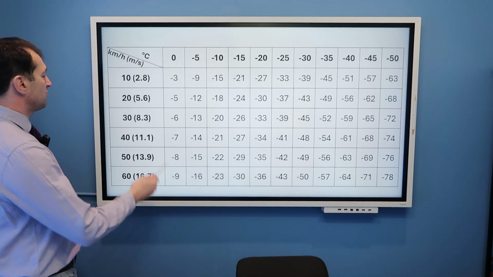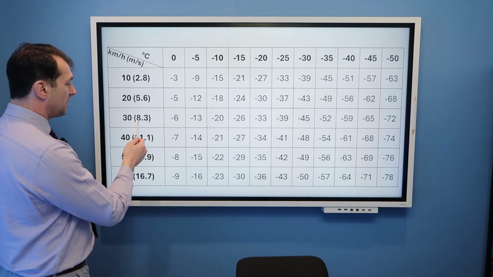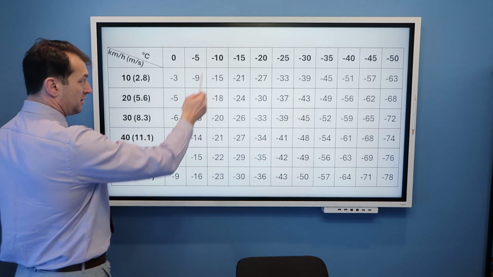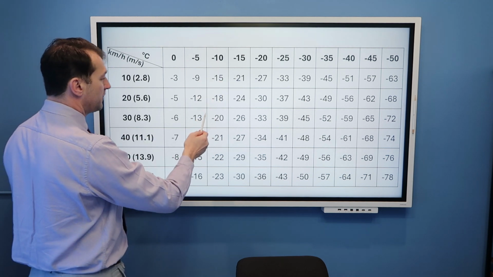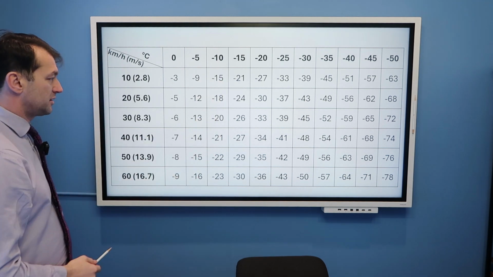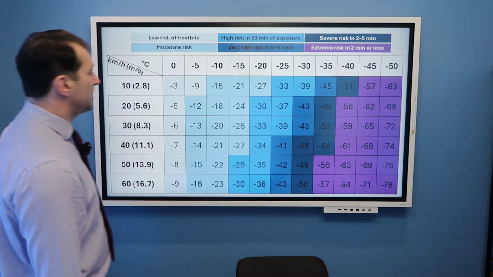So we can see if the wind speed is, let's say, 30 kilometers per hour, which is around 8 meters per second, and the temperature is negative 10 degrees Celsius, that the wind chill will be negative 20 degrees Celsius. It is much easier, though, to analyze this table in the following way.